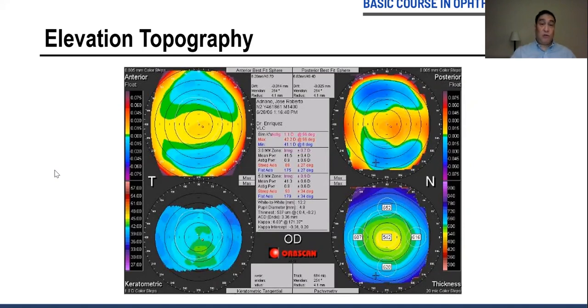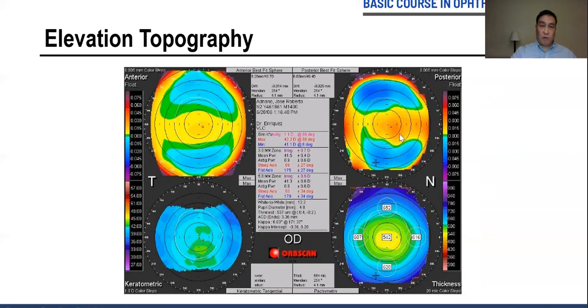So remember how I told you that an upright hourglass shape will show you a with-the-rule astigmatism? In elevation topography, this shape now converts. So this is a with-the-rule astigmatism even though it is lying on its side, because it shows you that here, this is under the shape, and this bridge you see, the yellow, is over the shape, and the green tells you that it's aligned with the shape. So you can see that the steep meridian here is the 90-degree meridian, and so this is with the rule. This is the anterior corneal surface, and this is the posterior corneal surface.